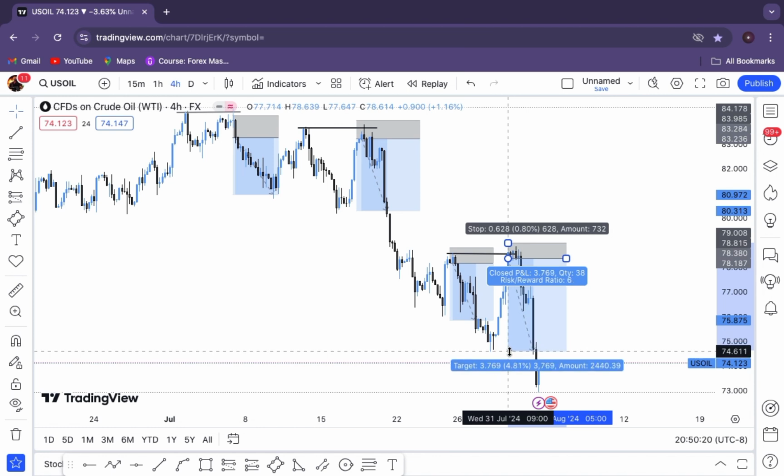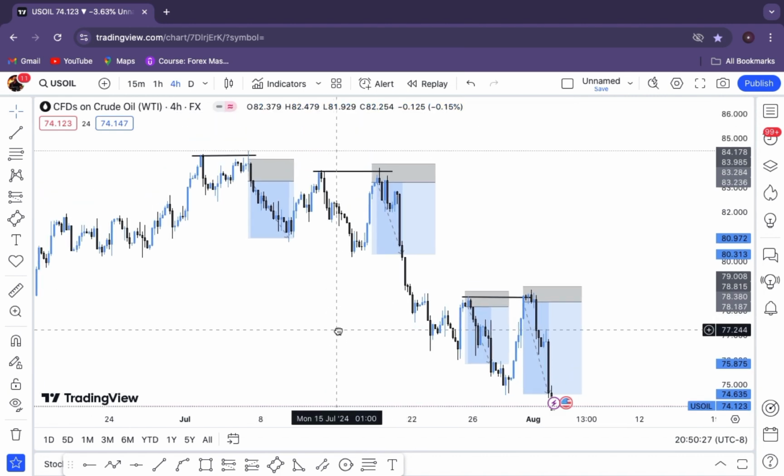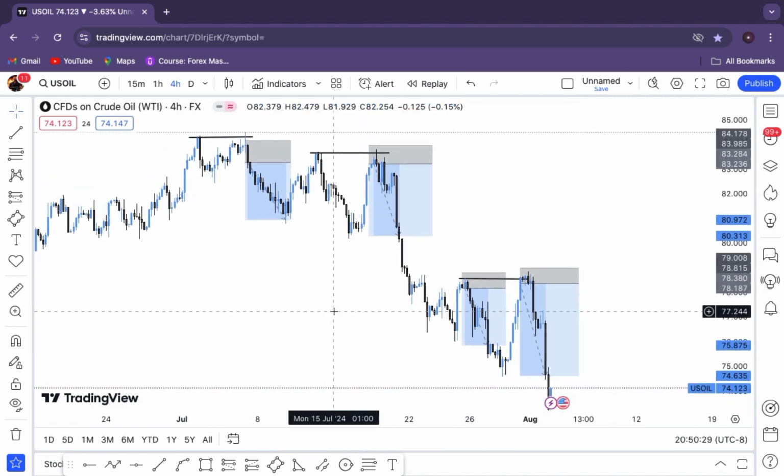So here we have what? We have this level here, 370 pips. You get the concept. Easy peasy. This is how you cash your reversals. You don't have to complicate things.